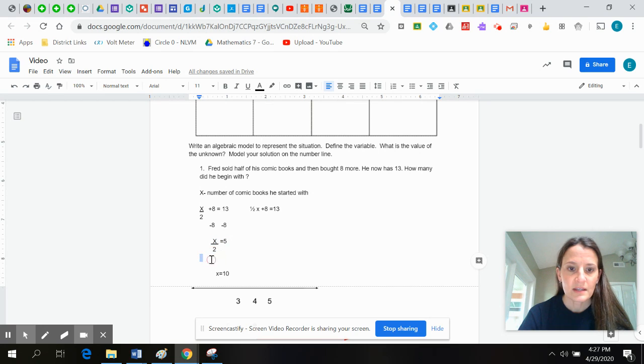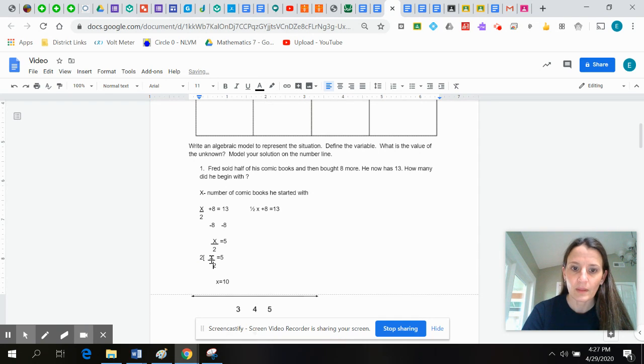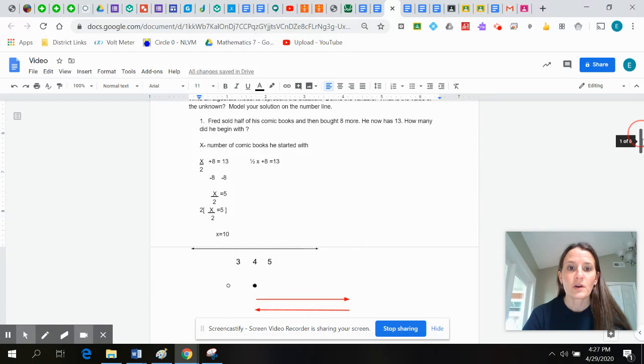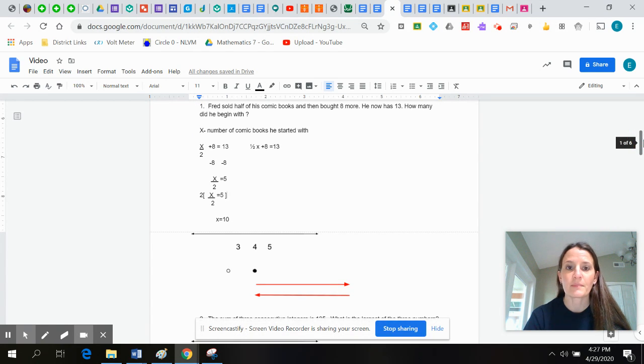Control C. This is not perfect, but I'm going to use the bracket to indicate multiplication. So I'm multiplying both terms by 2. So 2 times x over 2 equals x, and 2 times 5 equals 10, and that's where our solution of x equals 10 comes from. All right, so we've solved. We know he started with 10 comic books. That makes sense. 10 divided by 2 is 5. 5 plus 8 equals 13. Perfect. All right, so let's now model our solution on the number line.